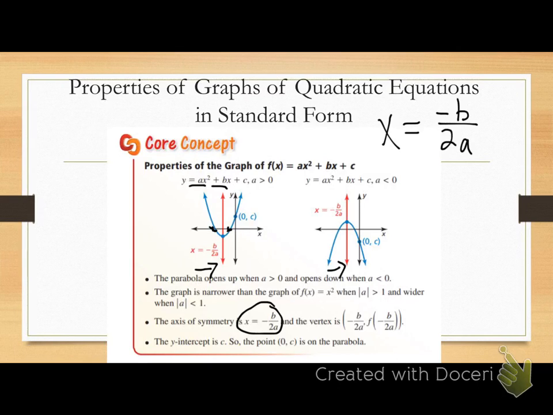So my axis of symmetry is x equals some number. What kind of a line is that? x equals some number.